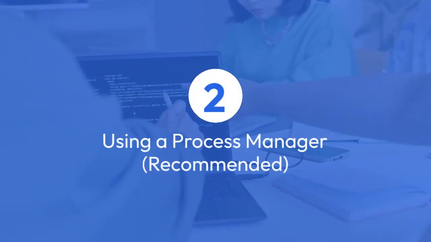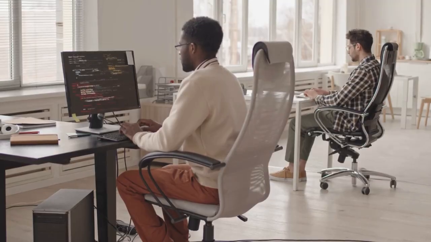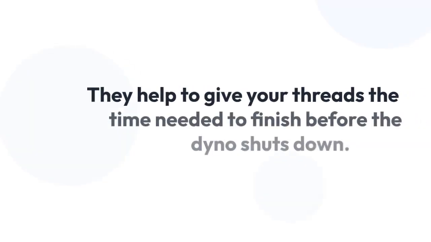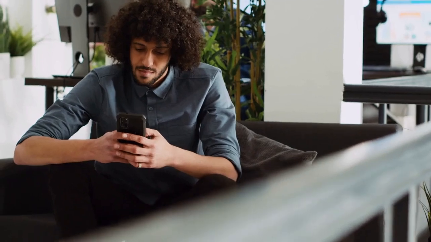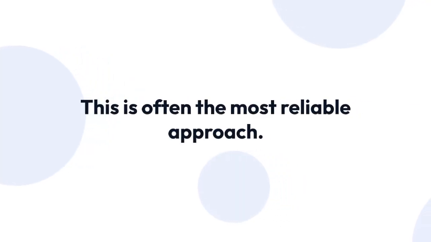2. Using a process manager, recommended. While a graceful shutdown signal handler improves things, a process manager like Gunicorn or Uvicorn offers a more robust solution. These managers handle process supervision, ensuring that your bot starts properly and restarts if it crashes. More importantly, they manage the shutdown process much more gracefully than Heroku alone. They help to give your threads the time needed to finish before the dyno shuts down. You configure the process manager to handle the graceful shutdown and ensure all your worker processes are cleanly terminated. This is often the most reliable approach.